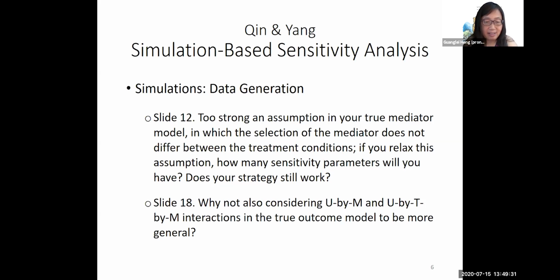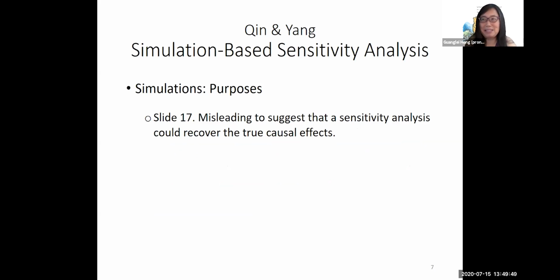Slide 18. I wonder why don't you want to consider possible U by M and U by T by M interactions in your true outcome model? Again, the goal is to make your true model as general as possible. So my main comment is on the purpose of your simulations. So on slide 17, you seem to suggest that sensitivity analysis method could recover the true causal effect.